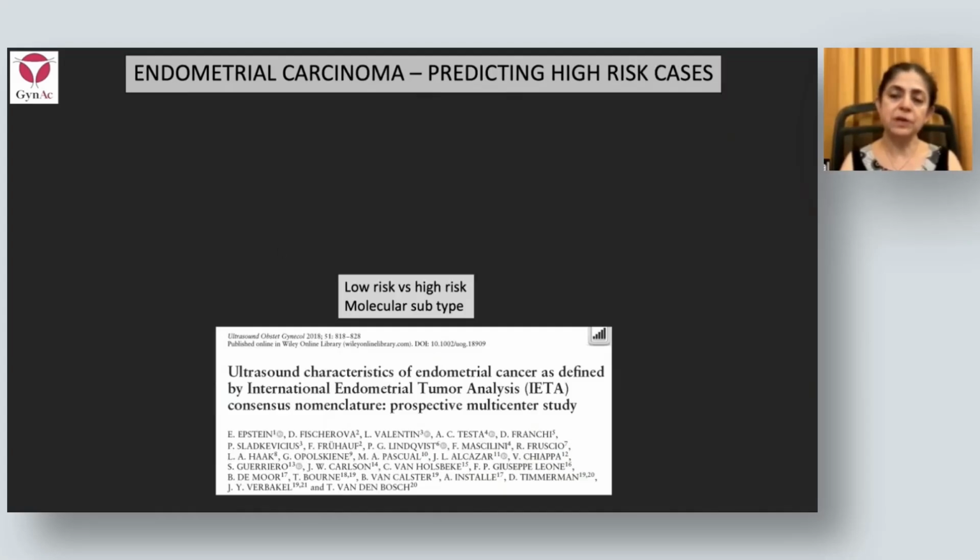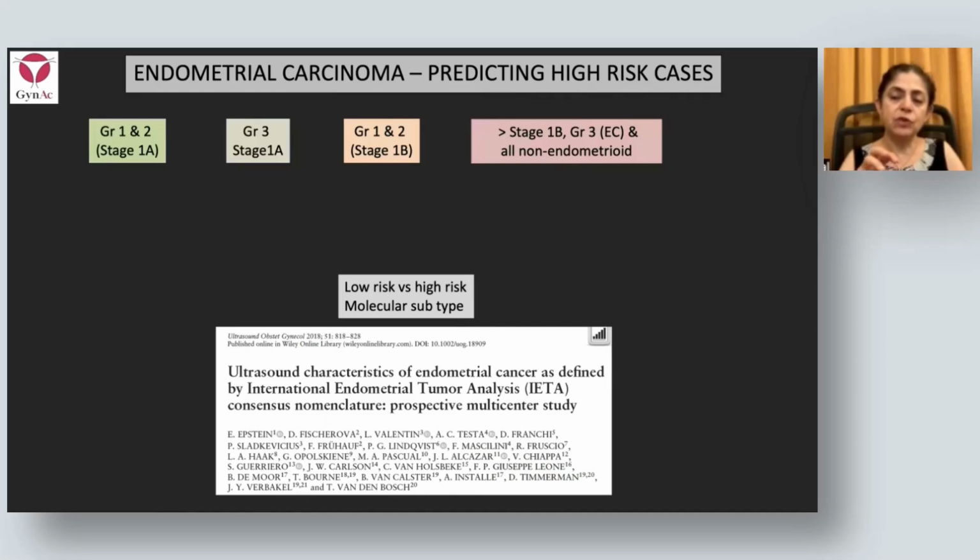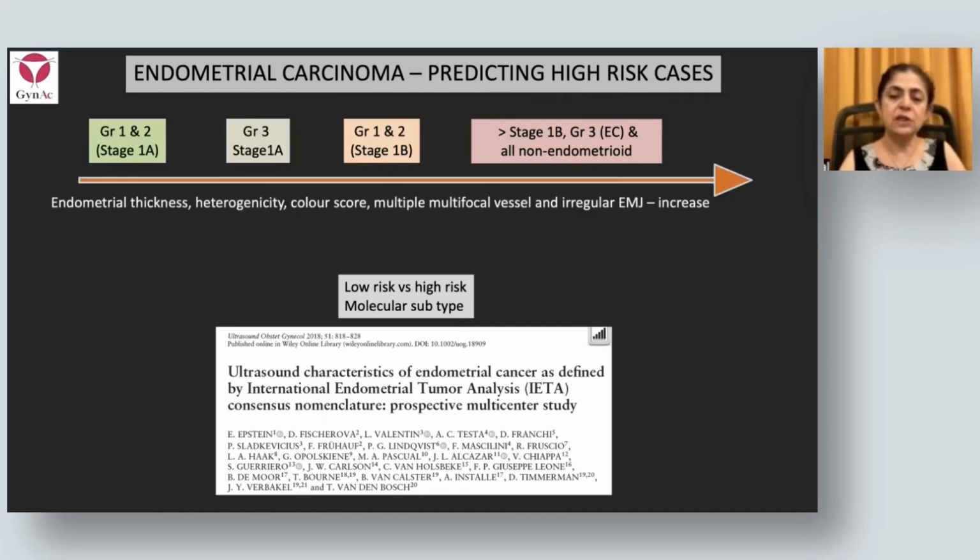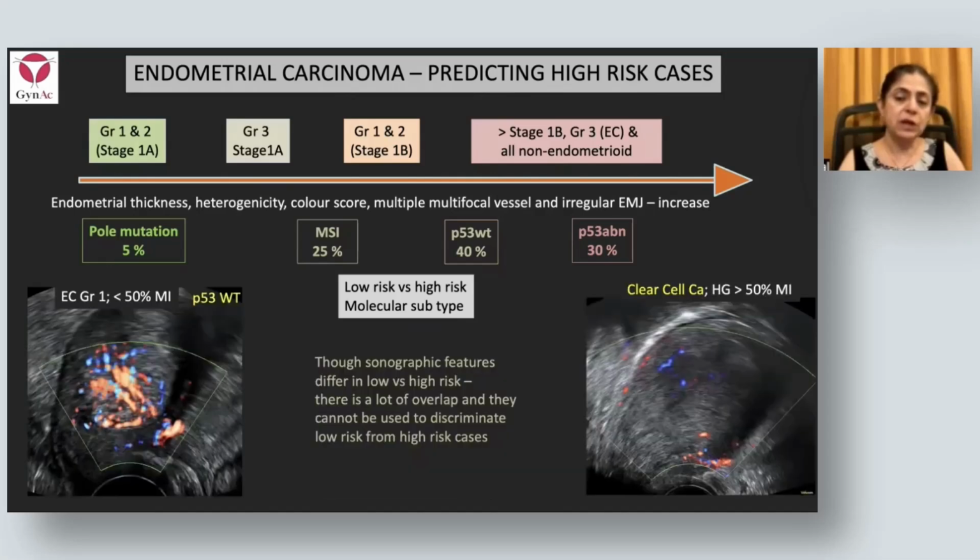Now, this particular paper assessed the ultrasound features in low risk and high risk cases. And what they realized is as we moved from low risk to higher risk, the probability and intensity of endometrial pathology or features of endometrial cancer increased. So the endometrial thickness was more, heterogeneity was more, the color score was more, there were multiple multifocal vessels, irregular endomyometrial junction probability increased, and so on. And so it was for the POLE mutations. But what we need to be careful about is that there is a lot of overlap.